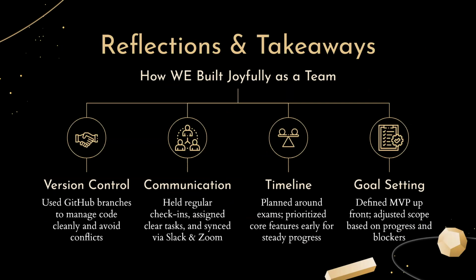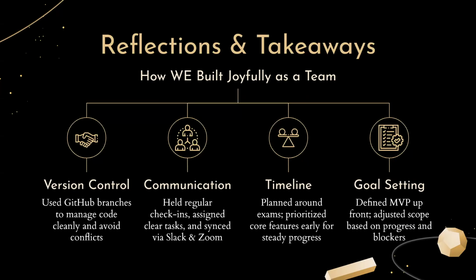So now that we've shared what we built, we want to take a moment to reflect on how we worked together as a team and the key takeaways from our process. One of the main ways we built joyfully together was by fostering strong collaboration. To keep our code base clean and avoid conflicts, we used version control through GitHub branches, and this helped us manage contributions efficiently and catch issues. We also prioritized clear communication through regular check-ins, task assignments, and syncing over Slack and Zoom. And this way we made sure everyone stayed aligned.